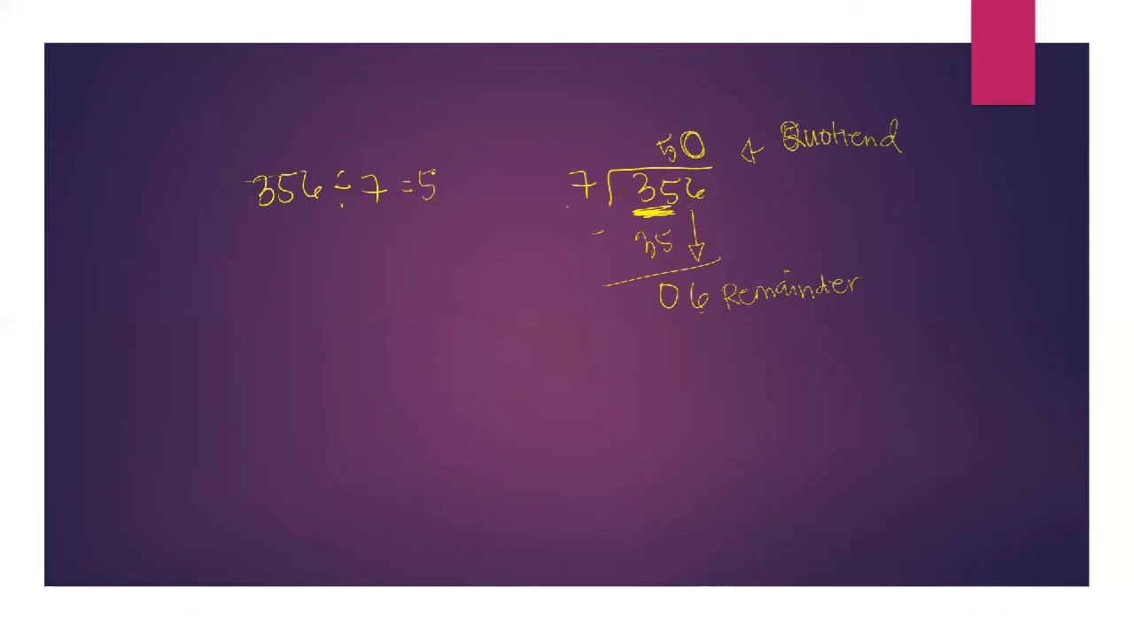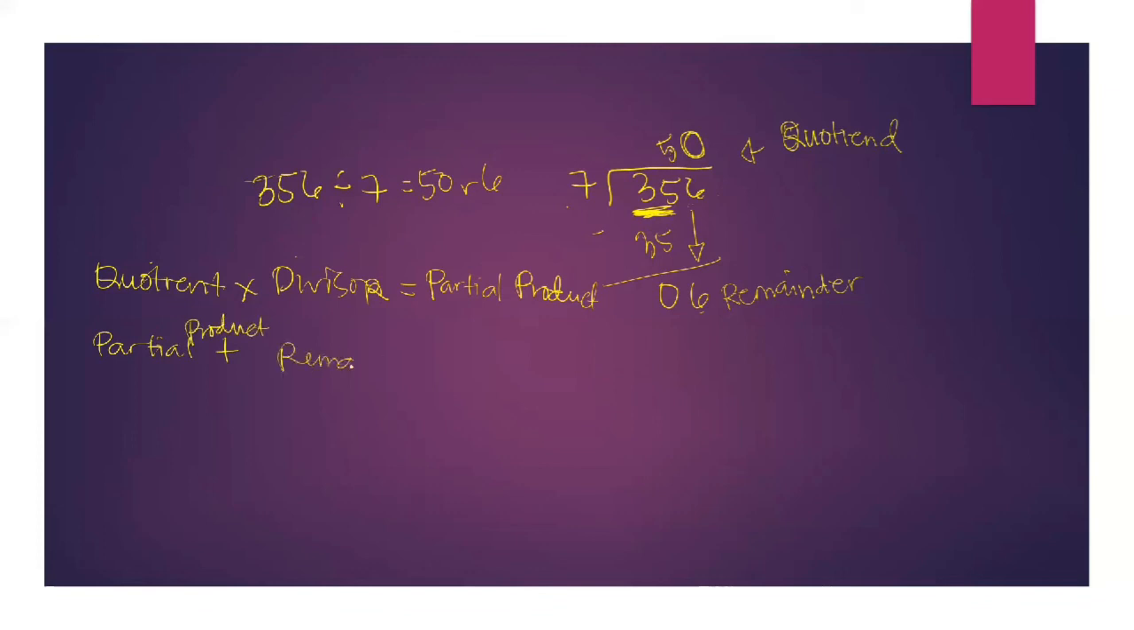So, how are we going to check this one? So, to check this, quotient, multiply natin sa divisor, and it is equal to partial product. And then, partial product plus the remainder, it must be equal to ating dividend. Okay. So, quotient muna tayo, 50.